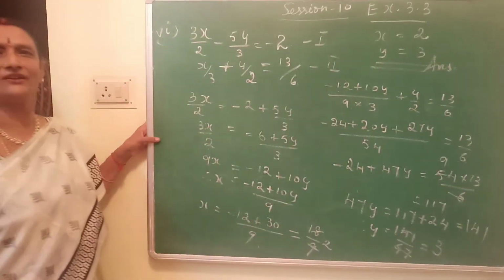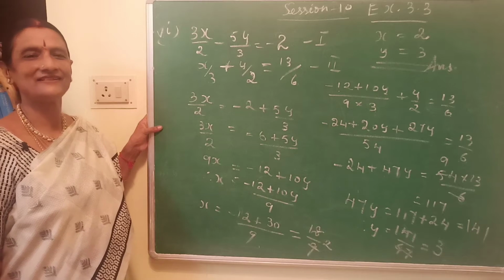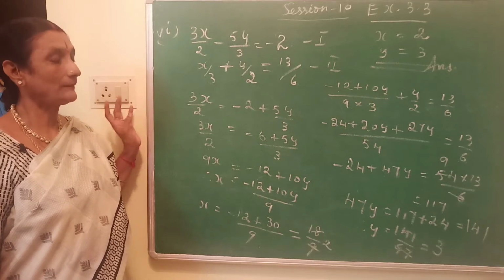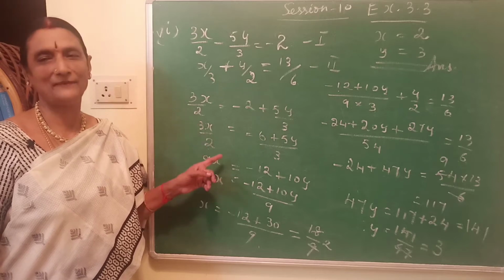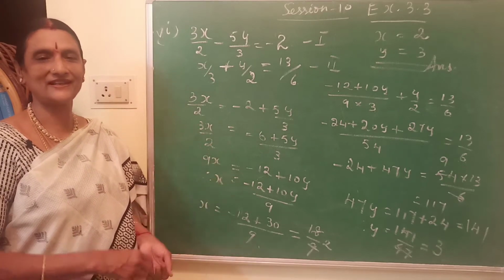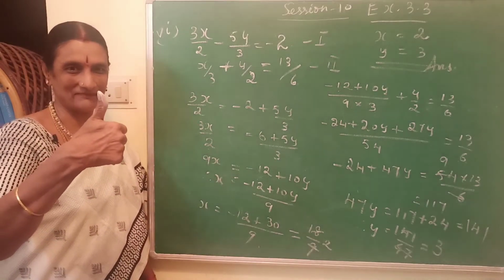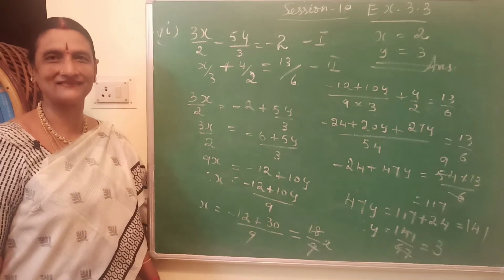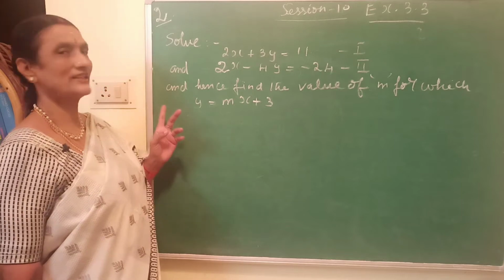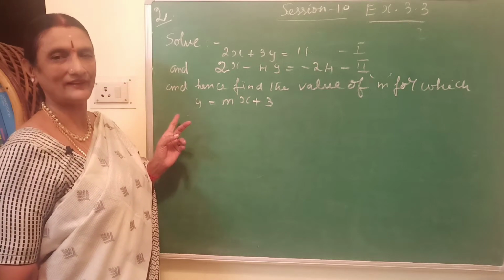Is that clear to all of you? Okay, have you all got this? Please find out where you made mistakes, in case you have made mistakes. If you have not made mistakes, definitely I'll give you a thumbs up. Very good. Shall we proceed to the next sum? Yes. We'll proceed to the second sum in the given exercise.